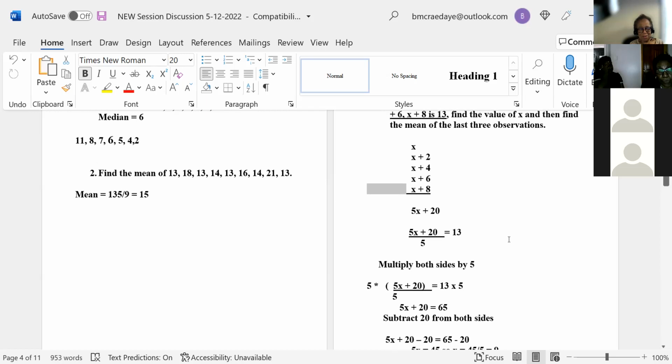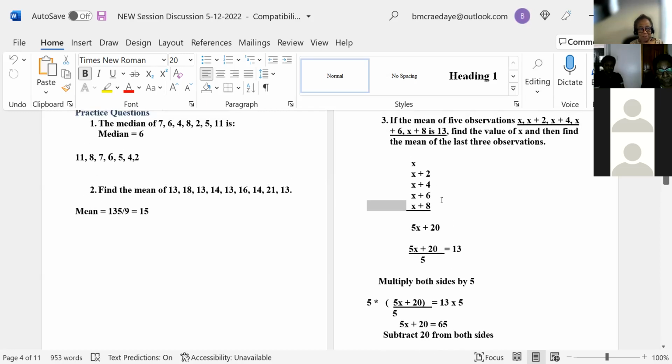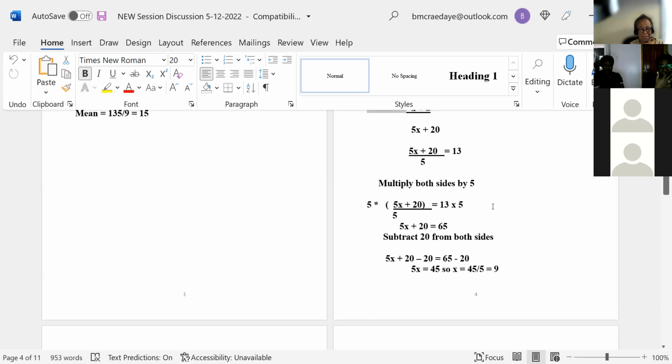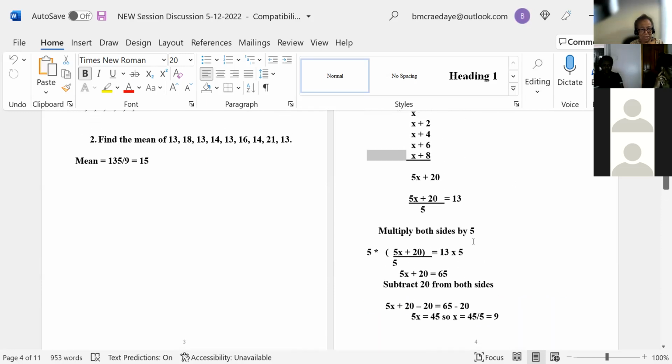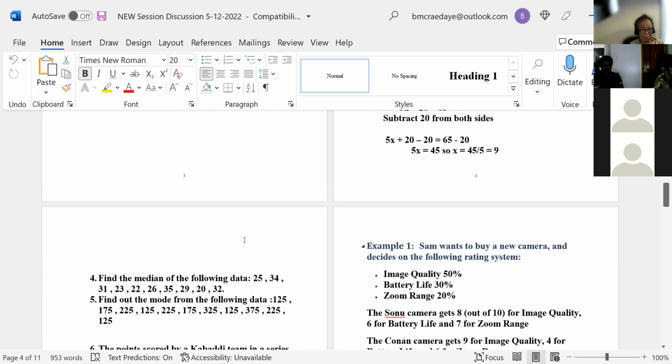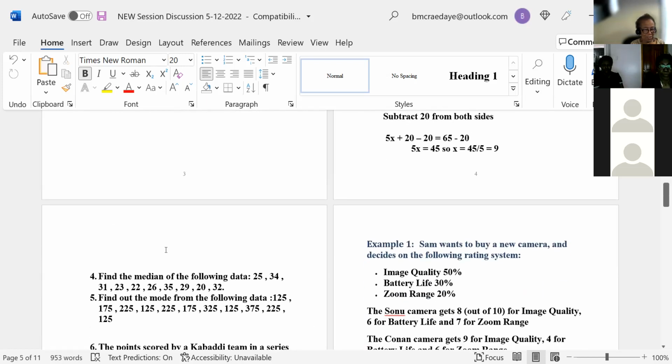No. Remember, I'm trying to find the mean. So I have to add those up and divide by 3, right? No, you have to add up the last 3 observations first. Yes, add up the last 3. I can't see the screen now. You're adding up the 3 last numbers. x plus 4, x plus 6, x plus 8. So what do I write, Mercedes?